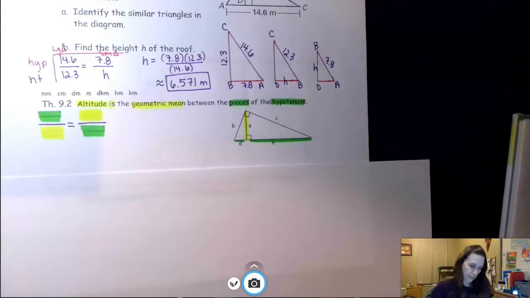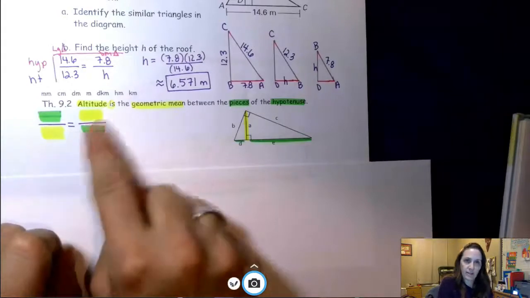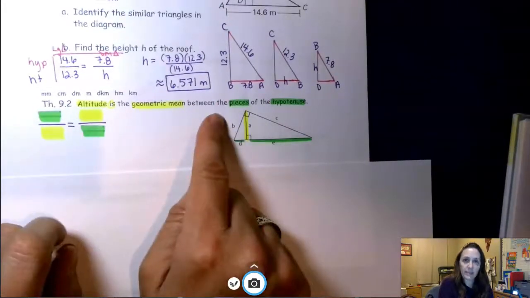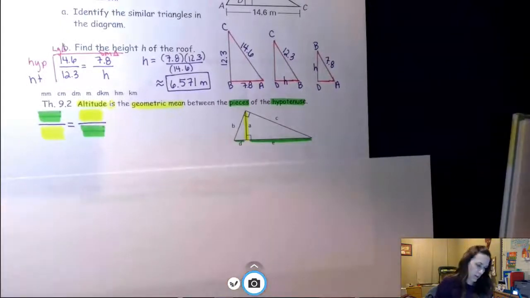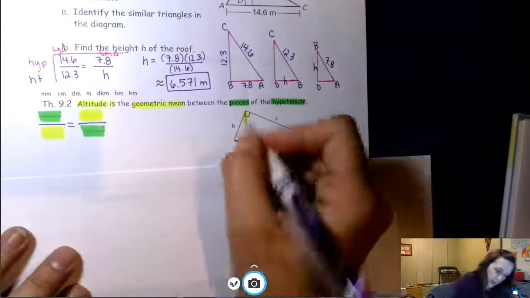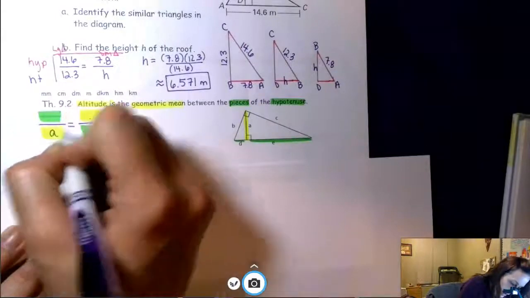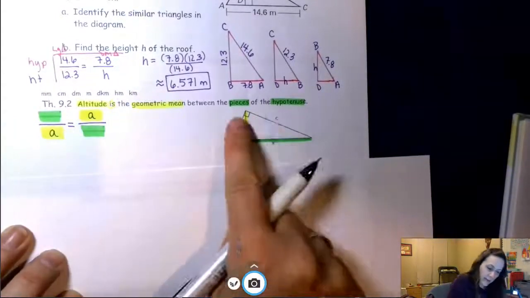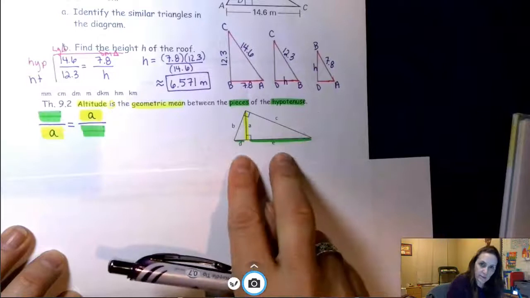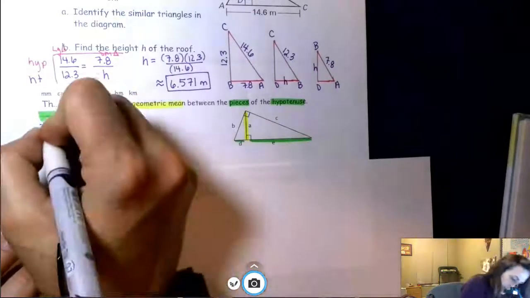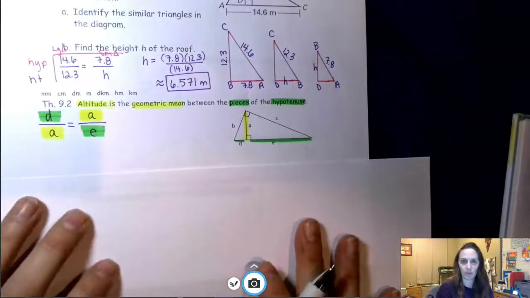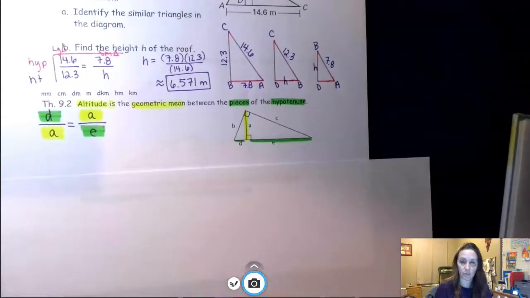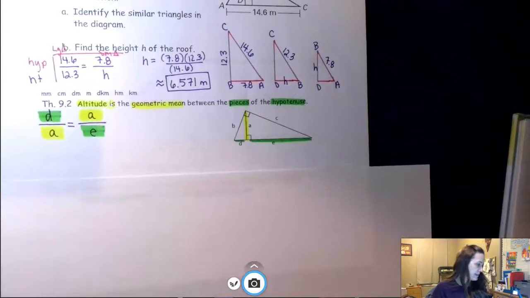Altitude is the geometric mean. So remember, the geometric mean goes across like this between the pieces of the hypotenuse that were created. So it is the geometric mean of the altitude. So I'm going to put A here and here. And then the pieces of the hypotenuse. The two pieces of the hypotenuse are D and E. And instead of a geometric mean, cross multiply and divide. That's your rule.